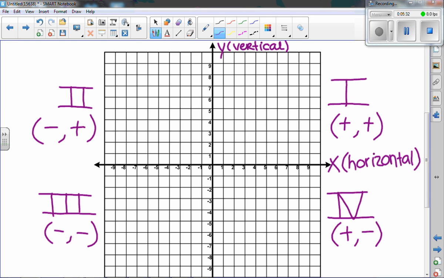Let's look at the signs of the quadrants for the ordered pair in quadrant 1. When we're in quadrant 1, both your x value and your y value are positive. When you're in quadrant 2, your x is negative, your y is positive. In quadrant 3, both your x and y are negative. And in quadrant 4, your x is positive and your y is negative.